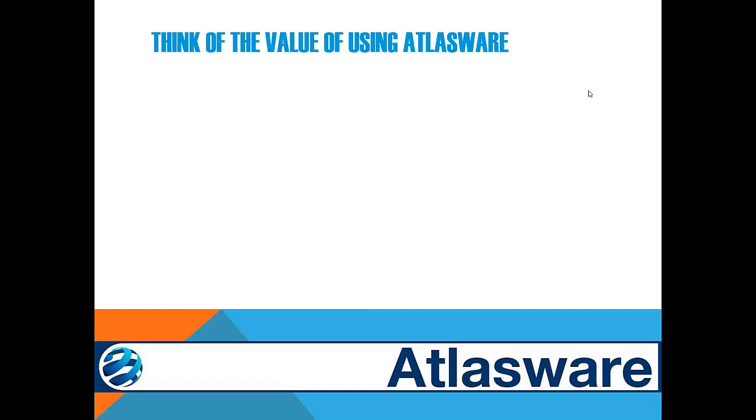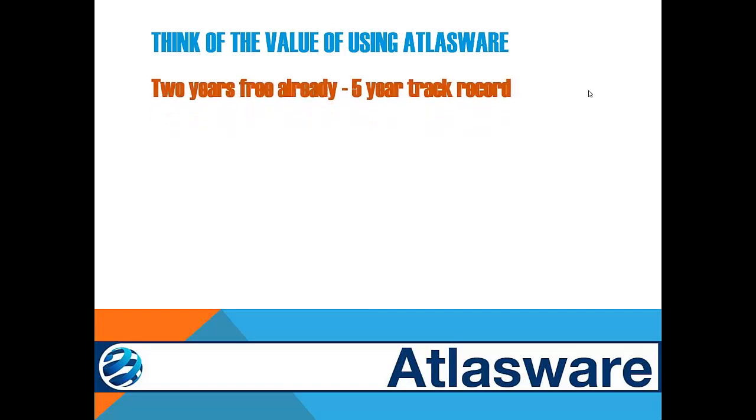Think of the value of using Atlasware. Well, it's been free for 2 years. Everybody downloads it for free. Everybody converts for free. And most people have used the manual mode. You've been using it free. And we have a 5-year track record. All the time people have been using us, Atlasware almost never breaks. So if Social Security breaks something in their files, we fix it.